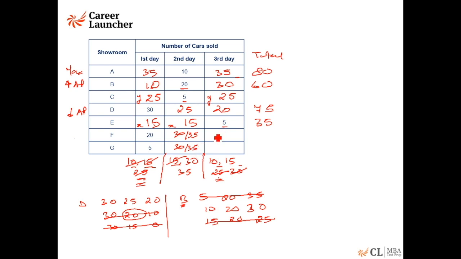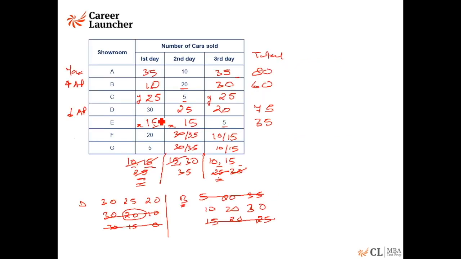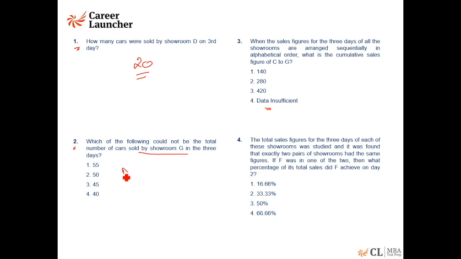And on the third day, for F and G, one of them is going to be 10, the other is going to be 15. Okay. Which of the following could not be the total number of cars sold by showroom G on the 3 days? G: day 1 is 5, day 2 is 30 or 35, and day 3 is 10 or 15. So what are the total possibilities? 5 plus 30 is 35, plus 10, 45. So the minimum is 45. That means the answer should be 40.